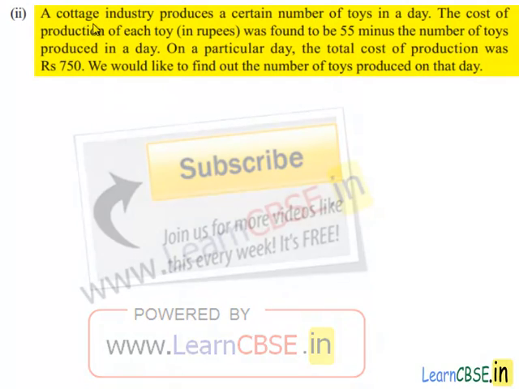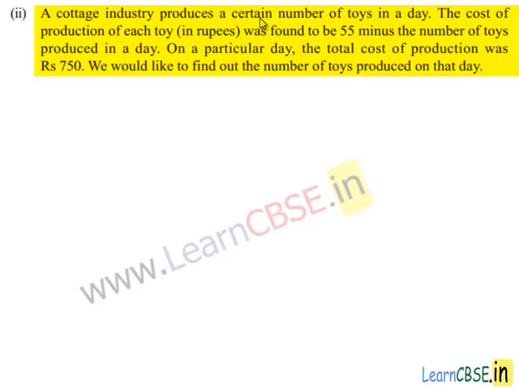Coming to the second bit, a cottage industry produces a certain number of toys in a day. The cost of the production of each toy in rupees was found to be 55 minus the number of toys produced in a day. On a particular day, the total cost of production was 750 rupees. We would like to find out the number of toys produced on that day. Let us see the solution.